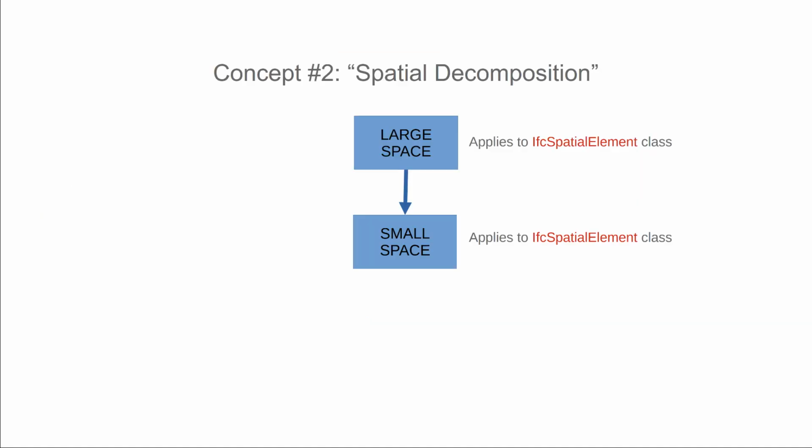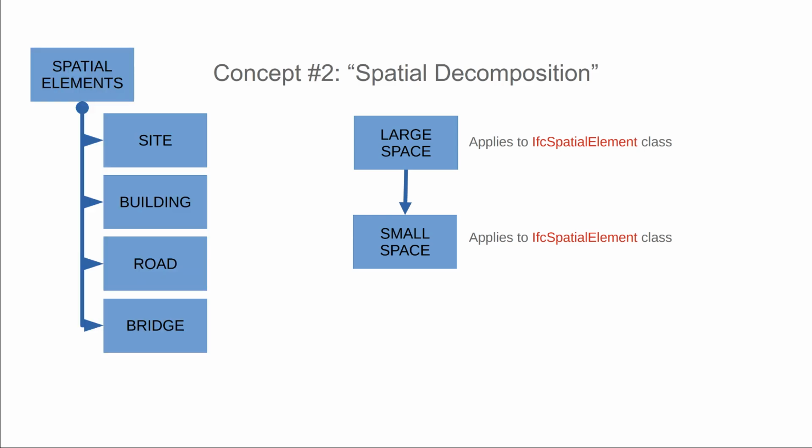Another concept is spatial decomposition. Spatial decomposition is how IFC describes how larger spaces break down into smaller spaces. And you can use this concept on any class that derives or inherits from IFC spatial element. So if you remember the dictionary tree of IFC classes where classes inherit attributes and relationships from parent classes, in the dictionary, IFC spatial element has many subclasses. So this concept can be applied to all of these subclasses.